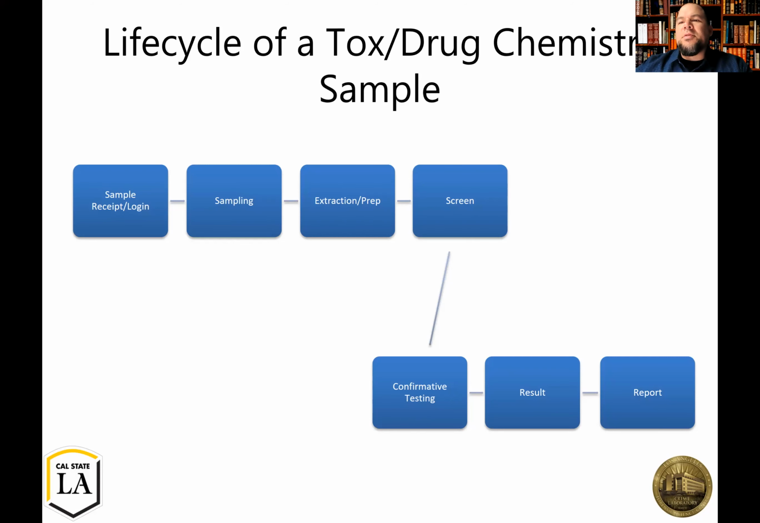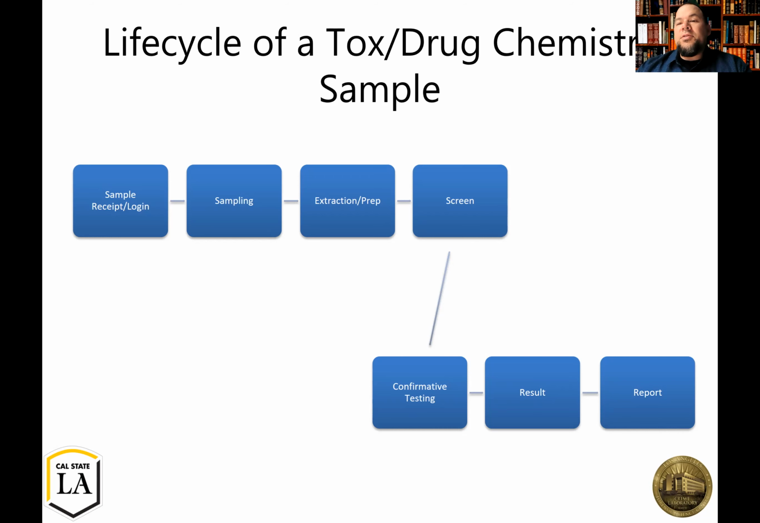Most samples in a toxicology lab are going to need some sort of extraction or preparation. An extraction prep stage is often necessary for biological samples. You don't squirt blood or vitreous or urine into the mass spectrometer. You will destroy the mass spectrometer. You do have to extract the drugs out of those samples. So there's a stage there.